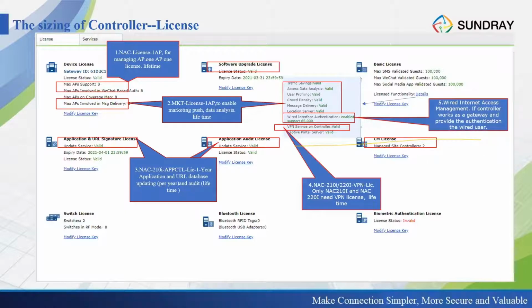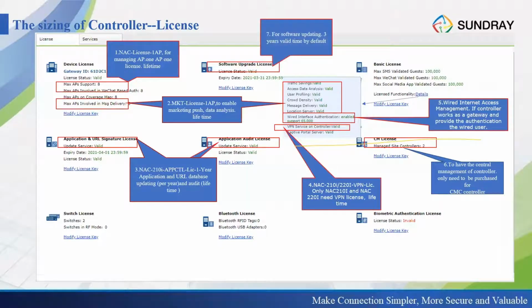And also wired Ethernet access management. This way, you put our controller as a gateway, and we provide authentication not only for Sundray's wireless users, we also provide authentication for other wired users. For example, we connect a Cisco switch. Users from the Cisco switch want to do the authentication from our controller, so we need this license. This license is also lifetime. And the CM, this one is for the controller to manage the controllers.